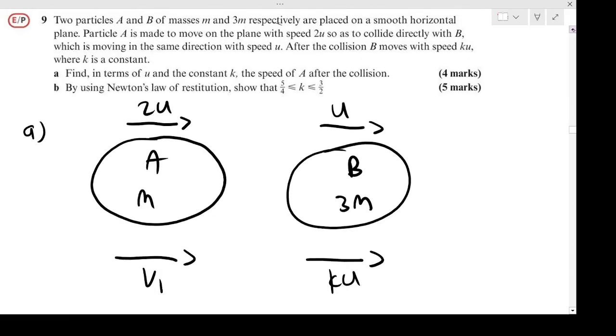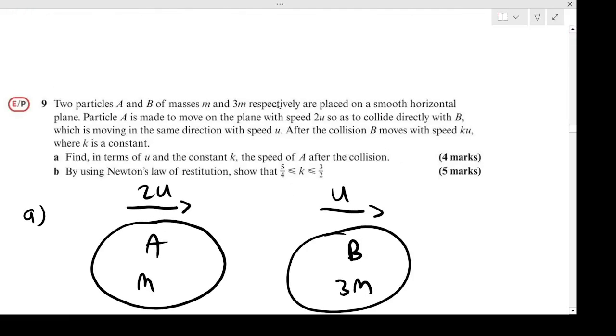Then part b says, by using Newton's law of restitution, show that actually k has to be between 5/4 and 3/2. Okay, how on earth do we get to that? It looks like a random inequality, right? So it tells us to use Newton's law of restitution. So we're going to be using restitution. Now, it says Newton's law.